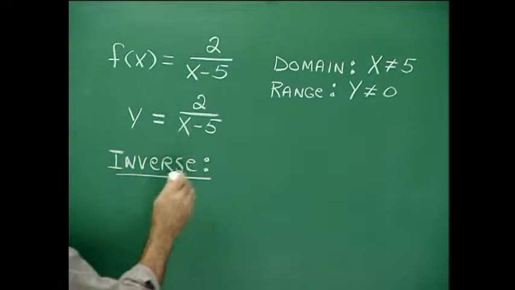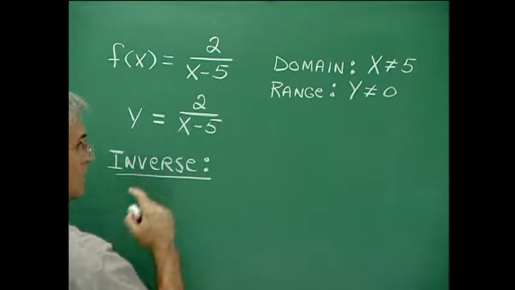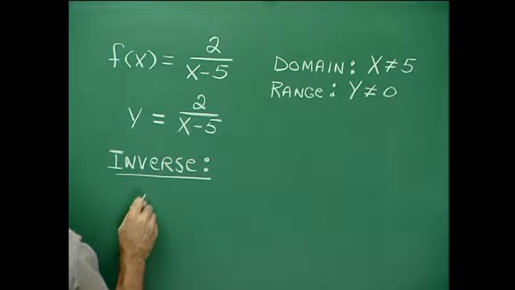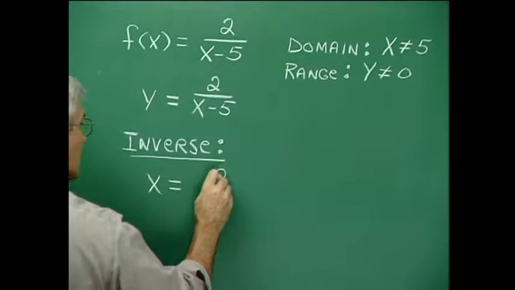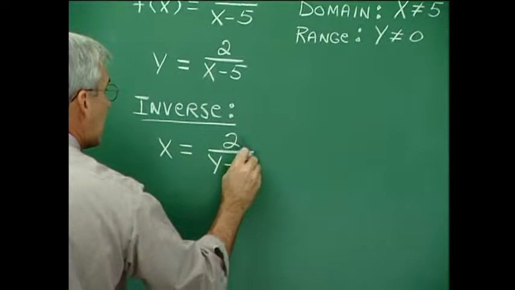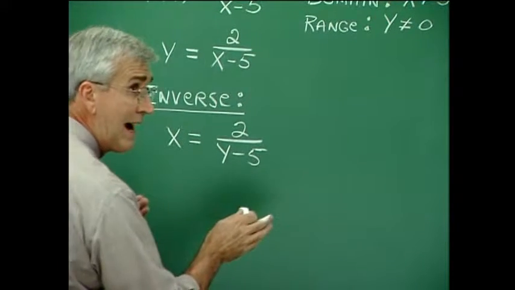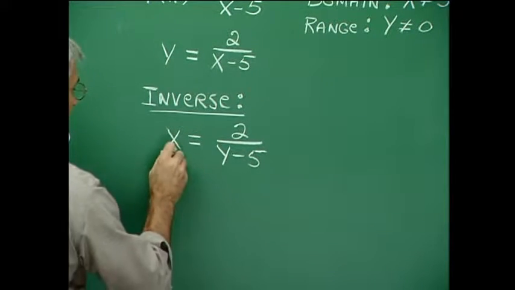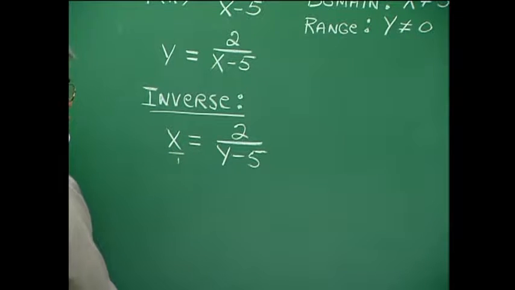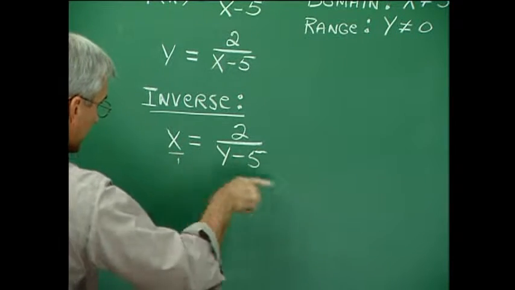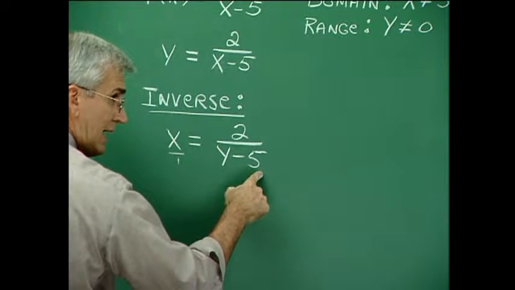All right, to calculate an inverse, we replace x with y and y with x. The y becomes x, and the x becomes y. And now we solve for y. Now to solve for y, I would first clear the fraction by cross multiplication. Think of this as x over 1. When I go in this direction, I have x times y minus 5.